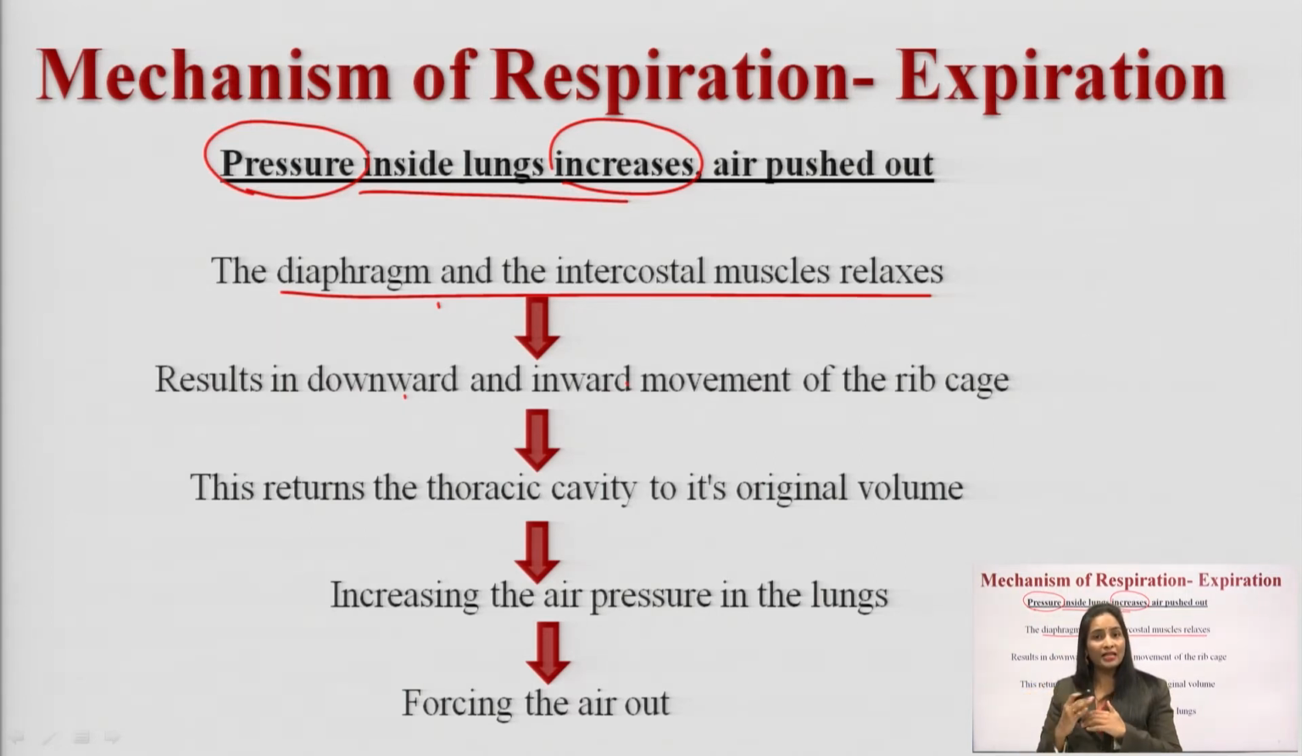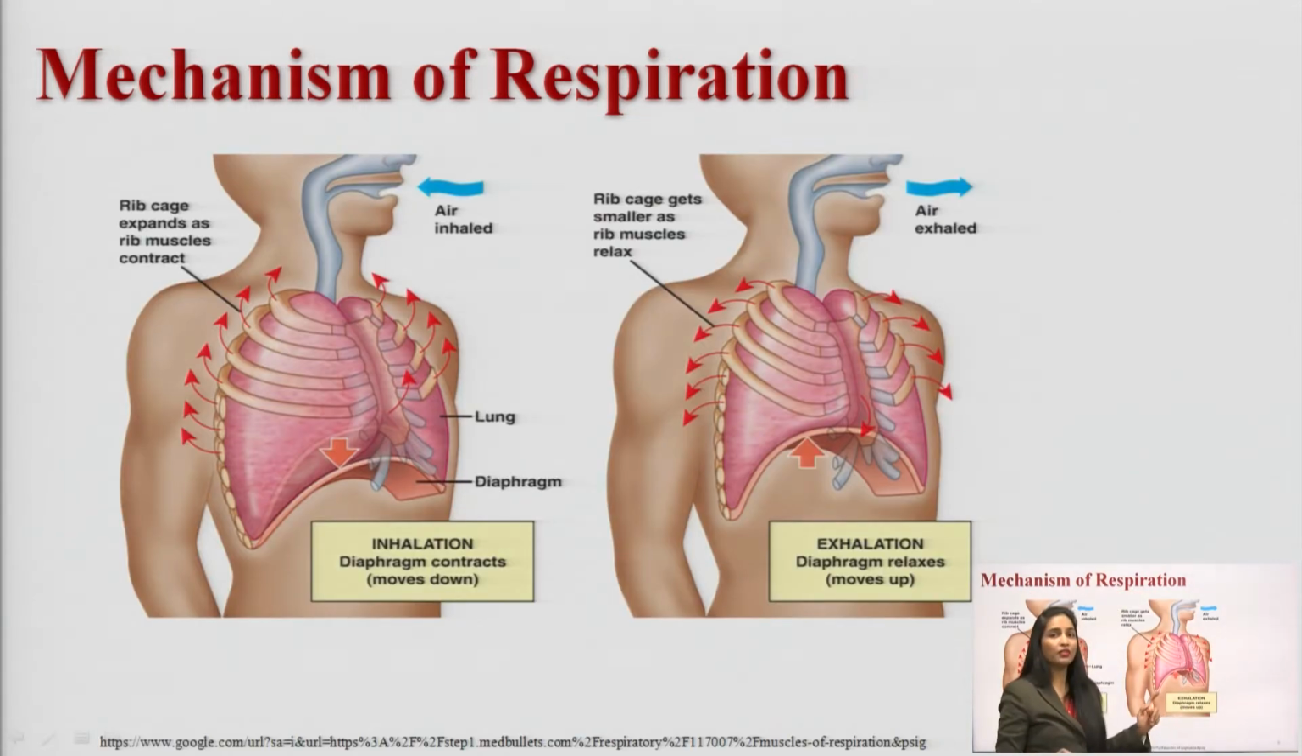Here the muscles are relaxed, so the ribs will pull downward and inward. The ribs come downward and inward, the alveoli come into the original position, and the thoracic cavity returns to the original position. The pressure inside the lung increases and the air rushes out. This is a small diagram where you can understand it better.